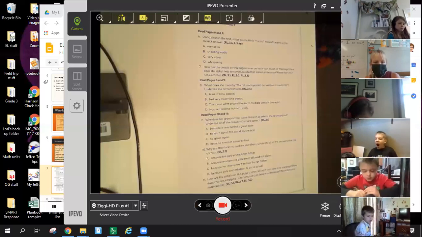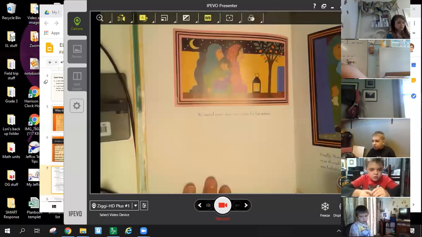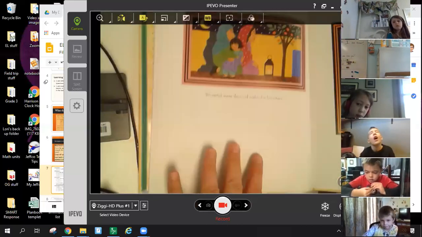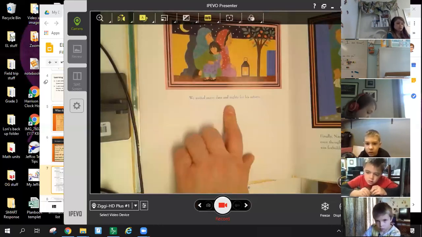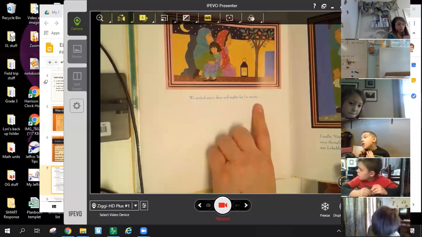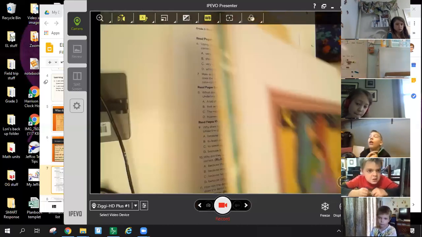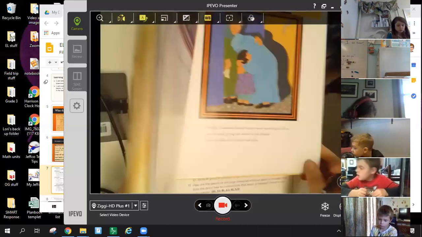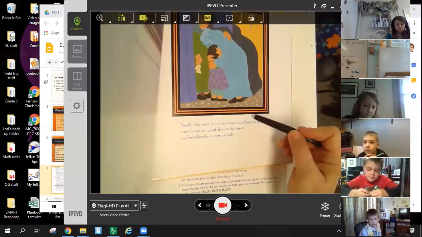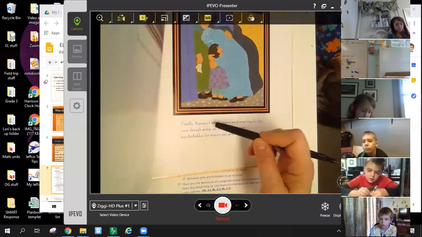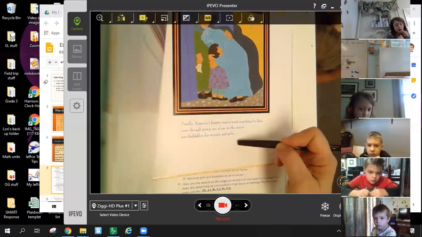Read pages 6 and 7. Everybody on page 6 and 7? Yeah. All right, my friends at home, we got to read pages 6 and 7. Here we go. We waited many days and nights for his return. Finally, Nazrine's frantic mama went searching for him, even though going out alone in the streets was forbidden for women and girls. All right, so we've got that page.